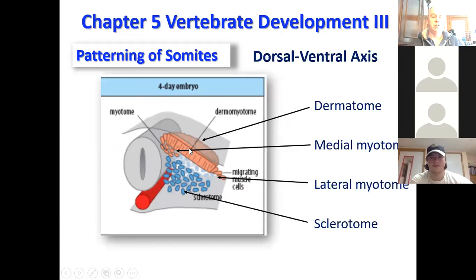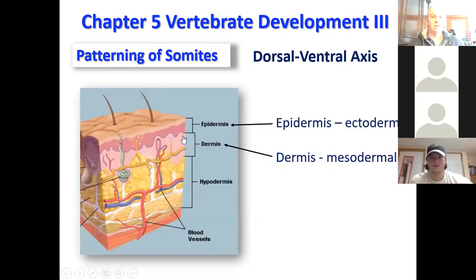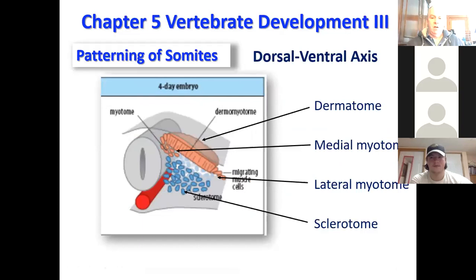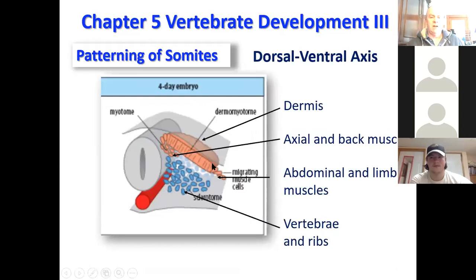So dermatome becomes the dermis, and I'd just like to point out, dermis is the mesodermal part of the skin. You also have the ectodermal part of the skin, which is the epidermis. So this is going to become this dermis area. And the lateral myotome will become abdominal muscles. Abdominal muscle, body wall. Okay, it's going around your body this way, from the back to the front, like this. So covering up.